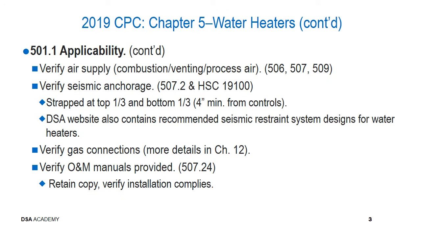The project inspector needs to remember to verify air supply for the water heater. There's basically three types of air supply to consider. Number one is combustion air. That's the air that's required for the combustion process, specifically for fuel gas supplied water heaters. Venting air, that's where the combustion air is actually vented out of the area where combustion takes place. And process air. And process air is about everything else.